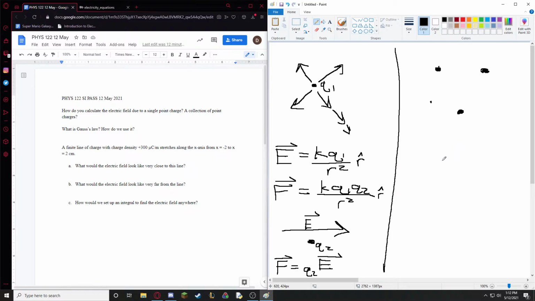Mm-hmm. Once you have each individual one, let's say, for example, I draw it in red, we have the first electric field here from this charge, a second electric field here from this charge, and a third one here from this charge. What do we do once we have all those individual electric fields?